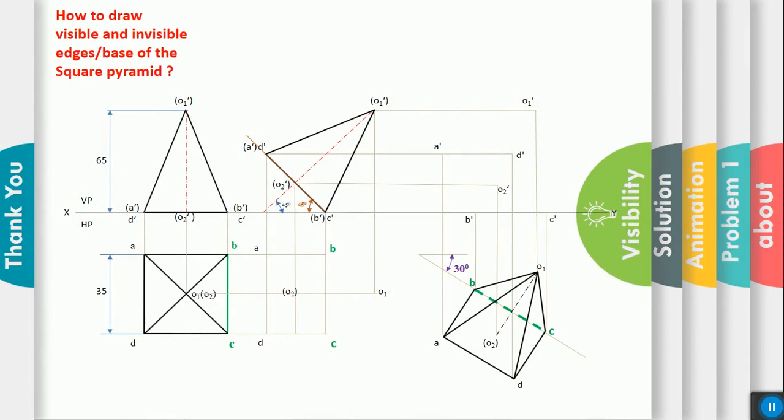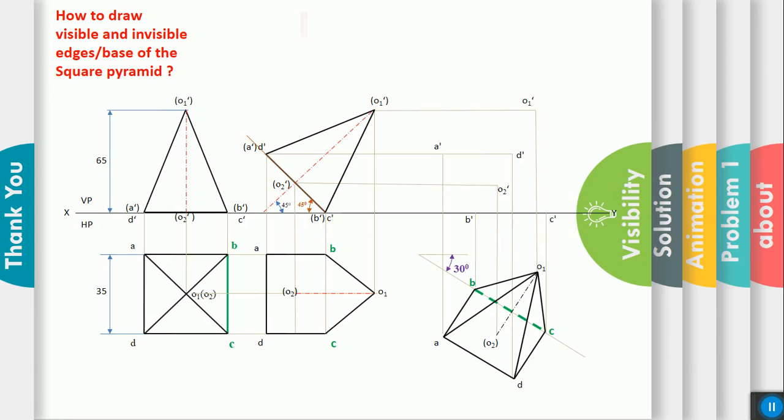Let me explain how to draw visible and invisible edges of the square pyramid. In the second position top view of the square pyramid, we will join the axis O1, O2 with a chain line. Then we will join the outermost corners present on the boundary of the solid, that is A, B, O1, C, D, with a continuous line, because always the boundary of the given solid is visible.